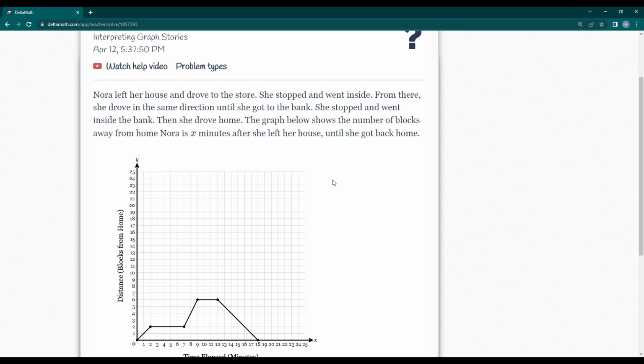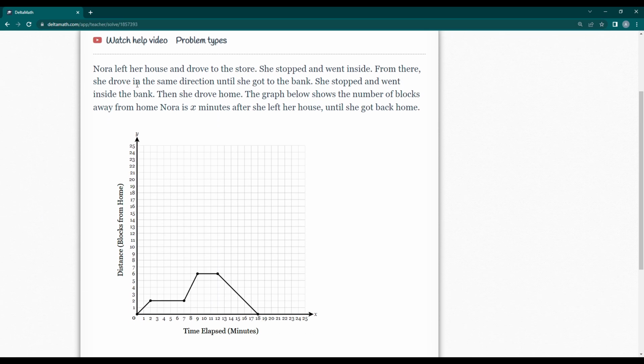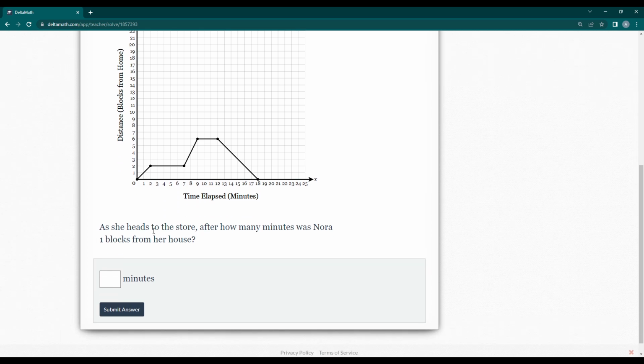Problem 2 is the same concept. Nora left her house and drove to the store. She stopped and went inside. From there, she drove in the same direction until she got to the bank. She stopped and went inside the bank. Then she drove home. The graph shows the number of blocks away from home Nora is X minutes after she left her house until she got back home. As she heads to the store, after how many minutes was Nora 1 block from her house?